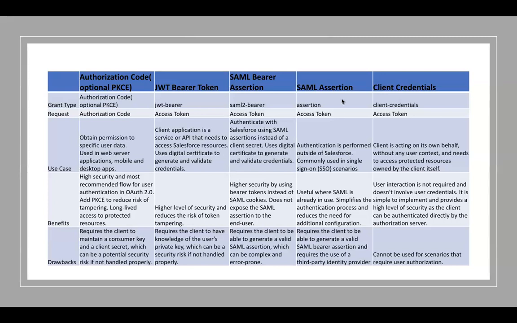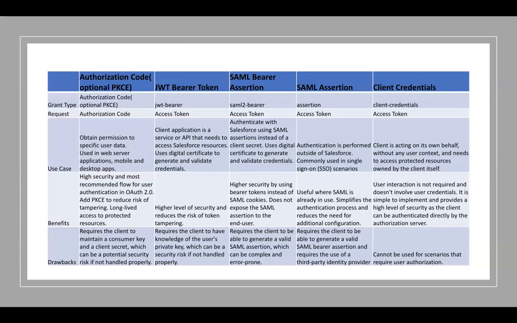SAML assertion flow, this flow is the only one that does not use a connected app. And this one is going to be using the grant type of assertion. And the assertion that you're providing is going to be exchanged directly for an access token. And usually this is when you're using authentication outside of Salesforce. So let's say you have maybe Azure AD, or maybe you have Okta or Ping Federate, and that's how you're using your authentication. Oftentimes these are larger companies that have implemented single sign-on.